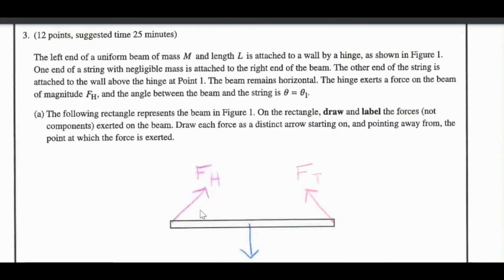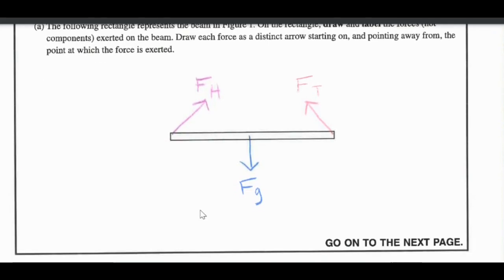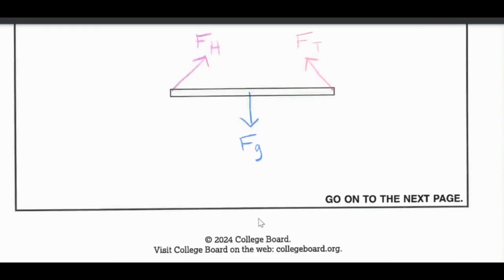So we basically have a few different things to make the net torque 0. We have the force of gravity located at the center of mass. We have the force of tension right along the actual line of where the string is. And then we have the force of the hinge that is slanted in the opposite direction of our FT, kind of helping with that upward force to counteract the FG.